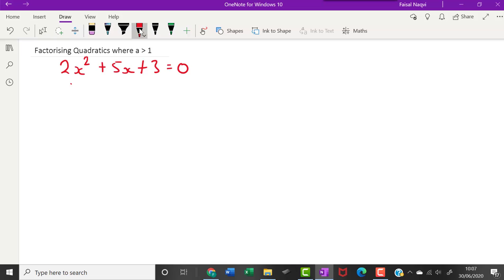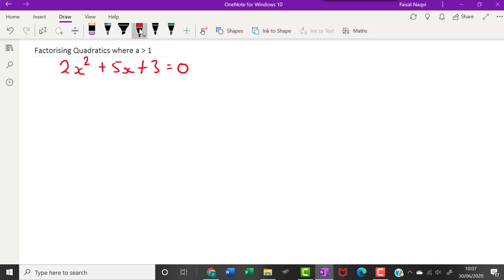Today we're going to take a look at factorising quadratics where a is greater than 1. And all that means is that the number in front of the x squared is greater than 1. So here we have a number 2, so this is one of those questions. I've got to factorise it and then I've got to solve it. I know that because it's got an equal 0.